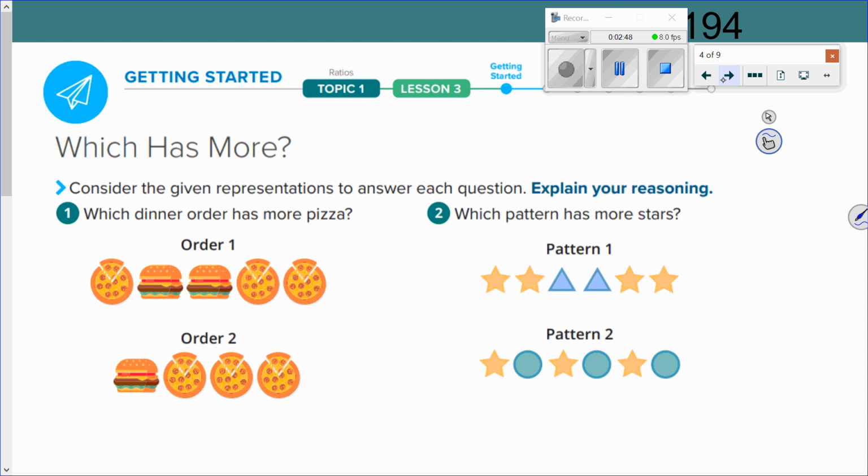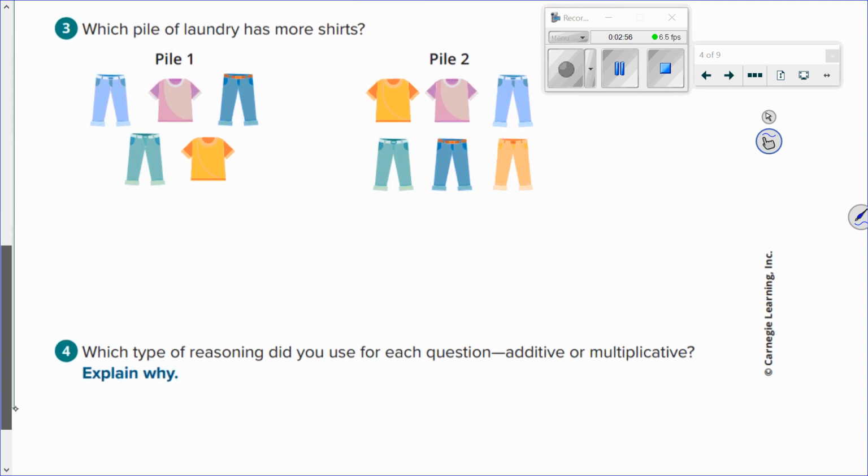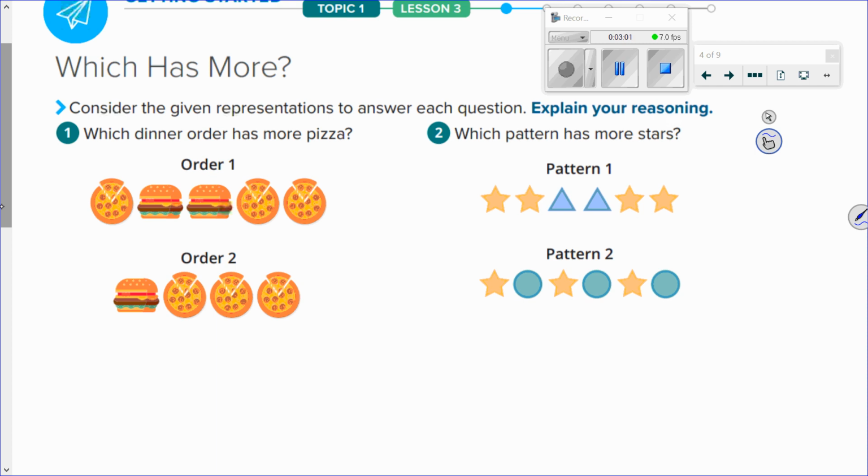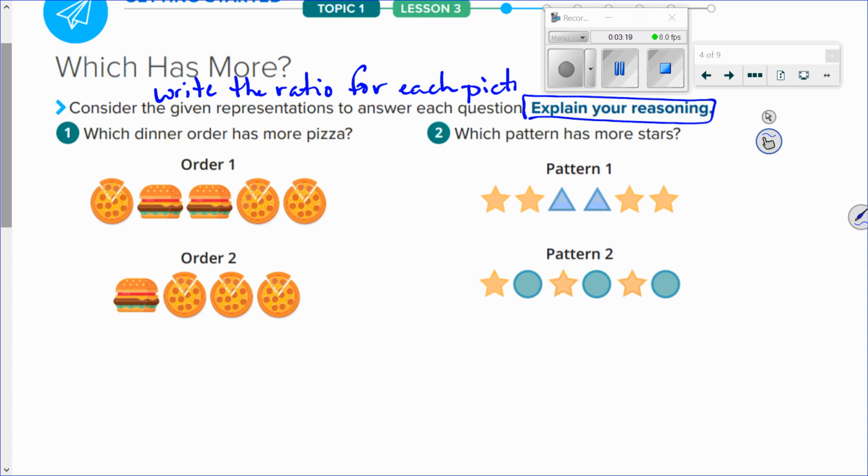This is page 194. There are 4 questions. I want you to look at each one. Consider the given representations. Here's our key. Explain your reasoning. I'm going to add one in here for you as well. Write the ratio for each picture, because that's going to give you a good basis to start your reasoning on. Make sense?